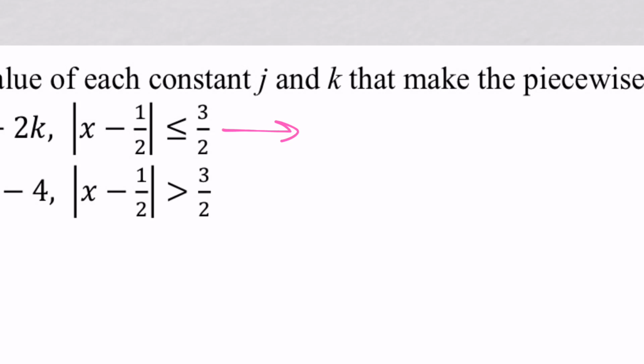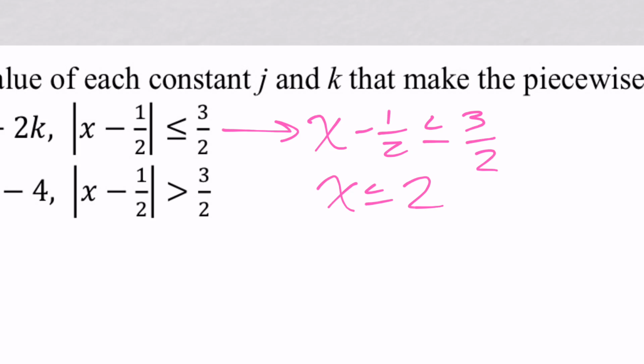Okay, well, how do you break it up? Well, you take the positive version, so x minus 1/2 less than or equal to 3/2, and you solve it, right? So add 1/2 to both sides. x is less than or equal to 3/2 plus 1/2 is 4/2. 4 divided by 2 is 2. So it's telling me x is less than or equal to 2.